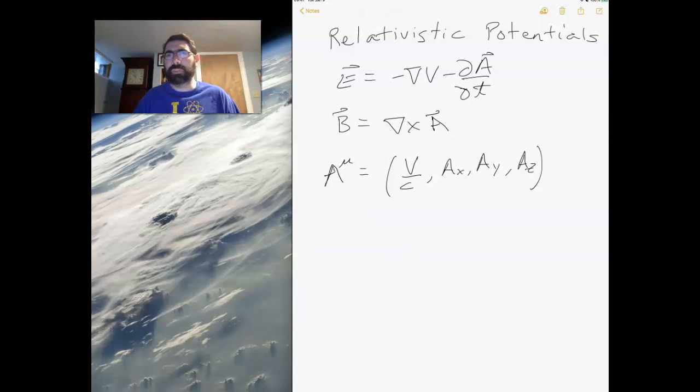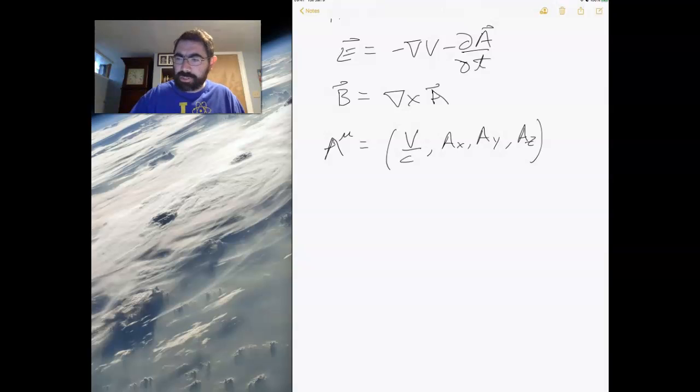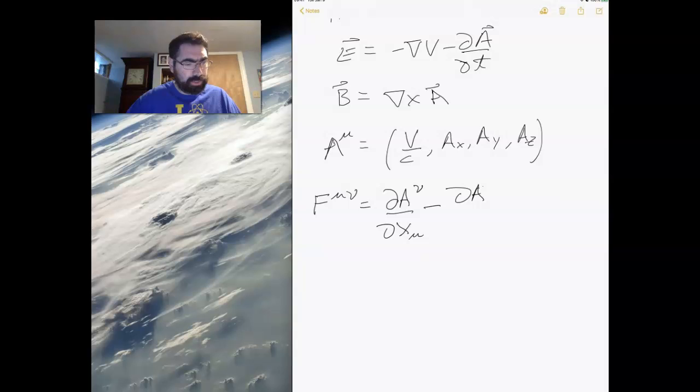Okay, so since the electric and magnetic fields are derivatives of the potentials, we can now write down our field tensor, which is just a 4x4 matrix of electric and magnetic fields, as derivatives of the relativistic potentials. So we actually will write it as ∂A^ν/∂x^μ minus ∂A^μ/∂x^ν.